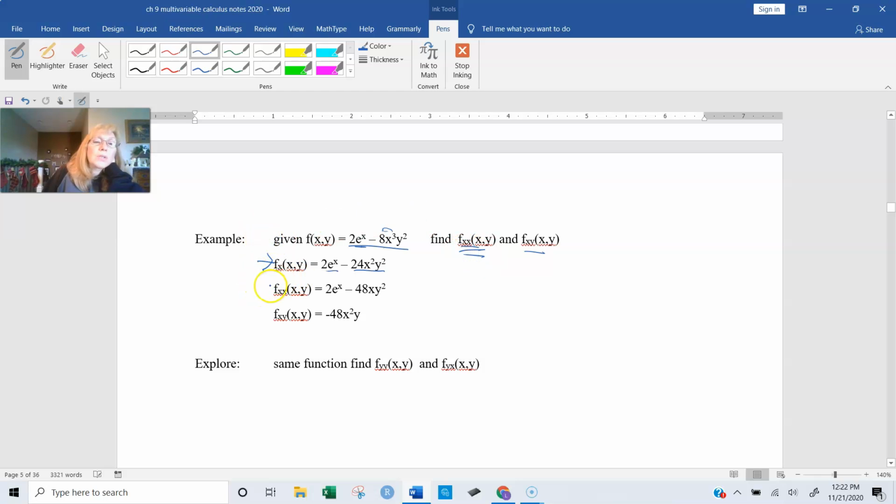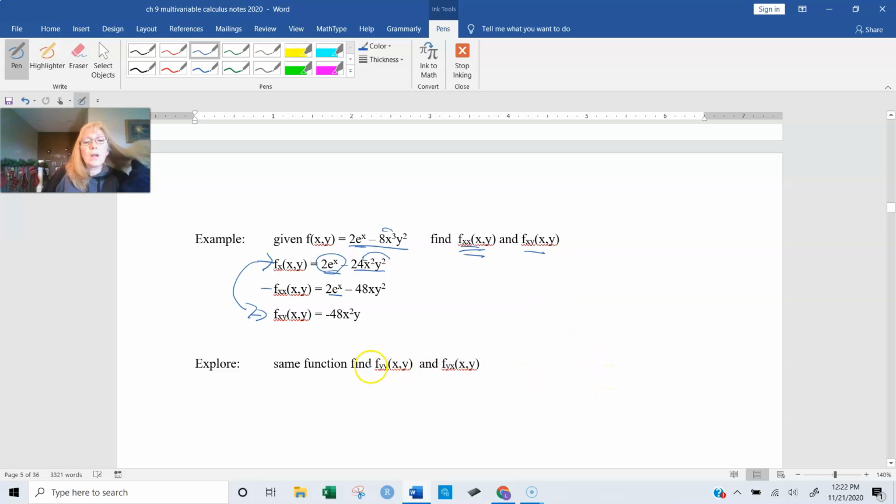So now we're going to do this derivative with respect to x again. So again, this one stays the same. Here we make the 2 times a negative 24 and we get the negative 48xy squared. Now we're going to do it with respect to y. But this time when I do this guy with respect to y, the 2e^x does not have a y, so it's a constant and it disappears. So now you take this 2 from the y and we get the negative 48x squared y.